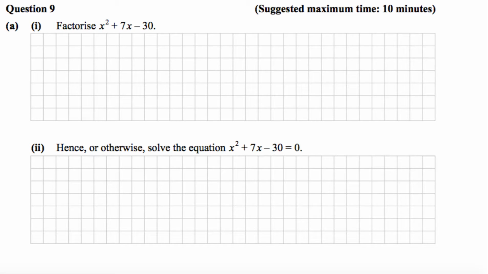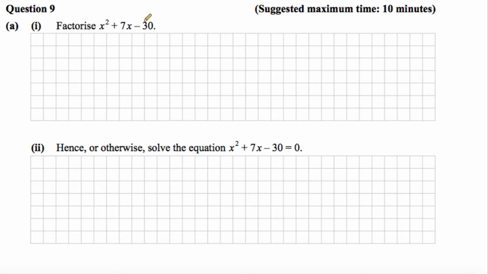So this is the 2015 Junior Cert Higher Level Paper 1 and we're looking at question number 9. Part A1, factorise x squared plus 7x minus 30. When we're factorising this, first of all there's nothing we can factorise out of all three terms. But then you should recognise this as a quadratic trinomial. So we know that this is going to end up in double brackets.